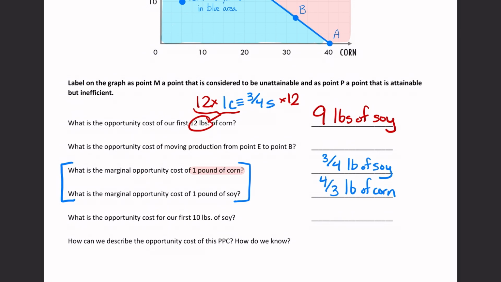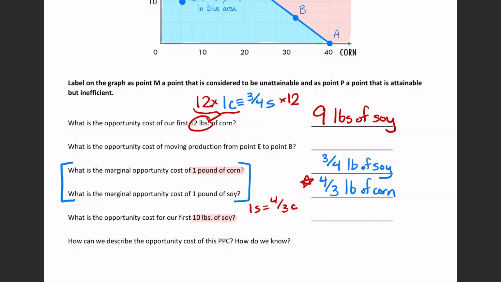You can do that same thing for this question down here. What is our opportunity cost for our first 10 pounds of soy? Well, again, if we know that the opportunity cost of a single pound of soy, right? So 1 pound of soy is equal to 4/3 pounds of corn, right? That's what it tells us right here. We want to know for 10.